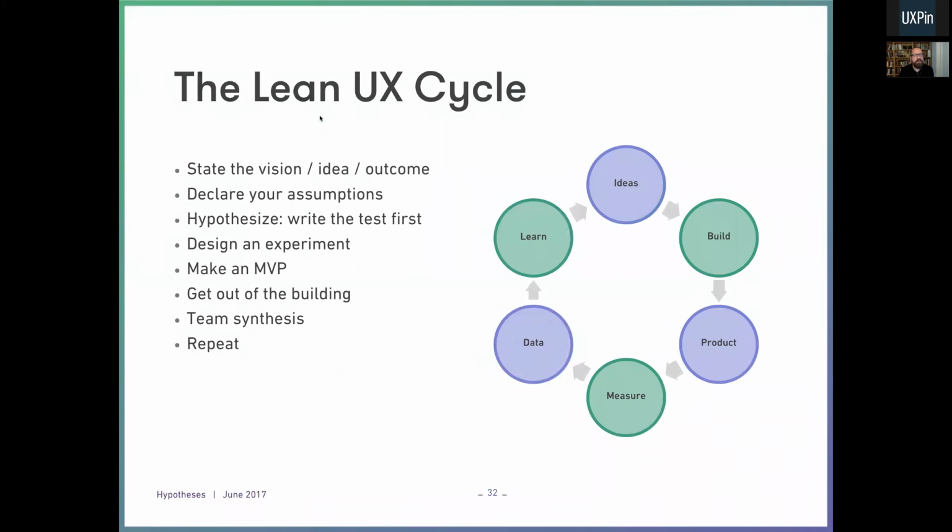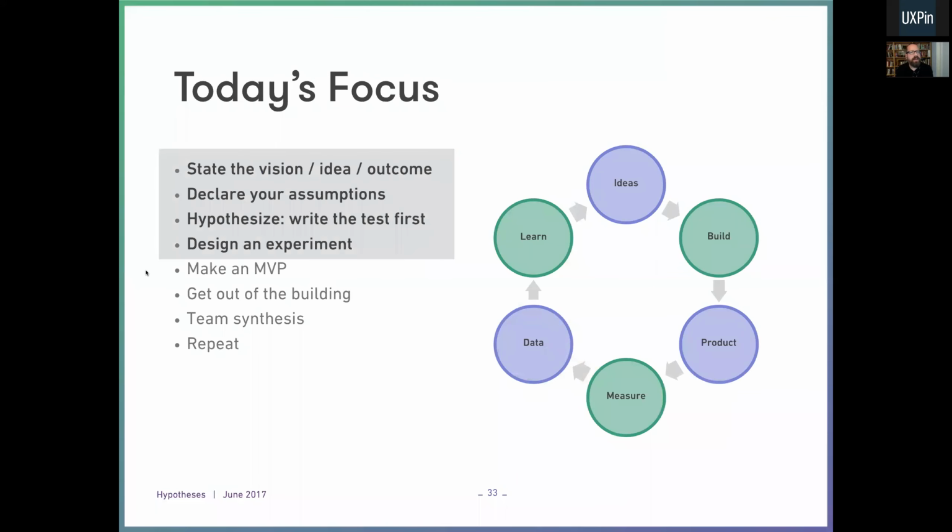Okay, so let's go to the Lean UX cycle. We are going to focus today on the early part of this Lean UX cycle, right? Where we're going to talk about assumptions, right? That you have an idea, right? A business objective, a vision, whatever. Inside that objective, we have assumptions. And we're going to take those assumptions, talk about how to find them, how to write the hypothesis, and how to test it.